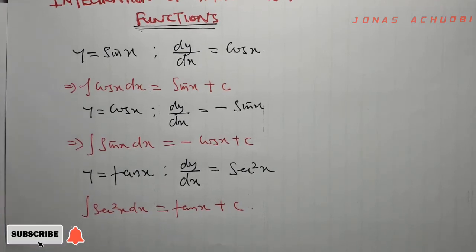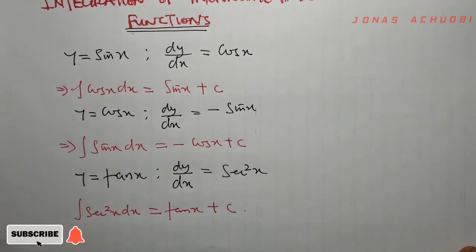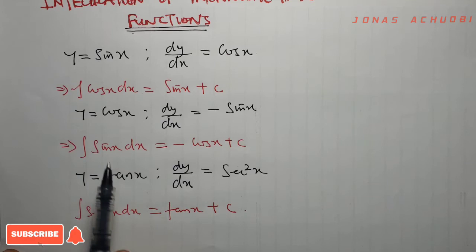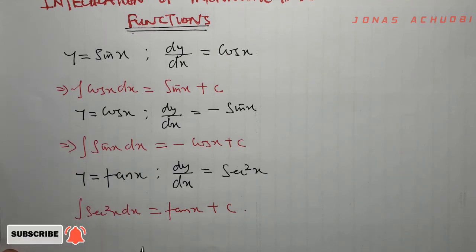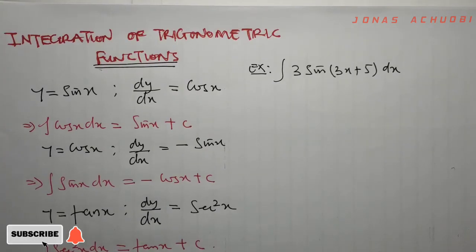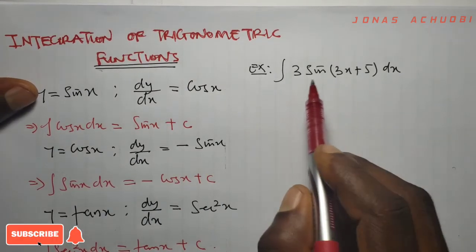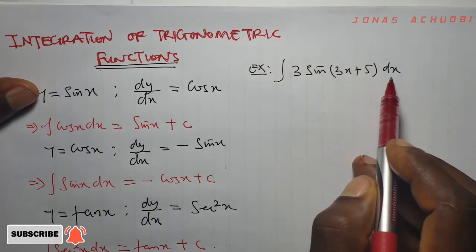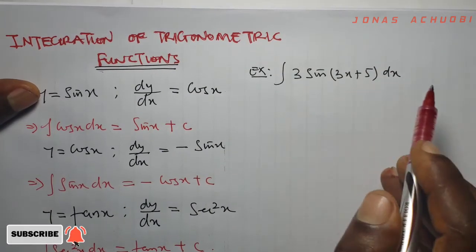Now, we shall delve a little bit further to take one or two examples of cases where these functions, cos x, sin x, and tan x, are composite functions or functions of functions. So our very first example is the integral of 3 sine of 3x plus 5 dx. I want to integrate this.